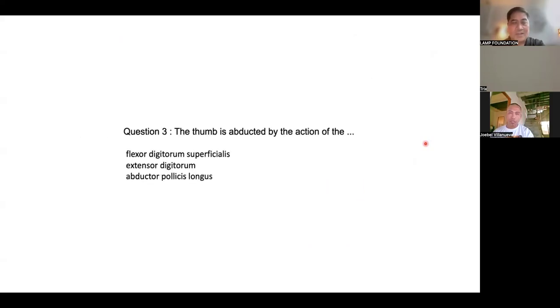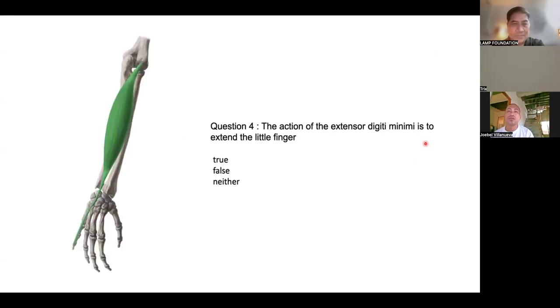The thumb is abducted by the action of the abductor pollicis longus. The action of extensor digiti minimi is to extend the little finger. Your favorite name. True. So, can you show us how to do it?